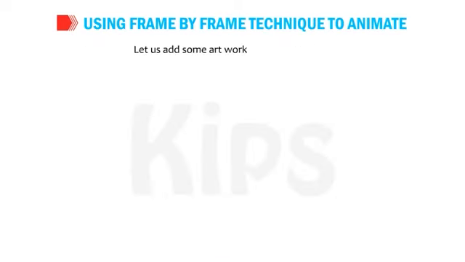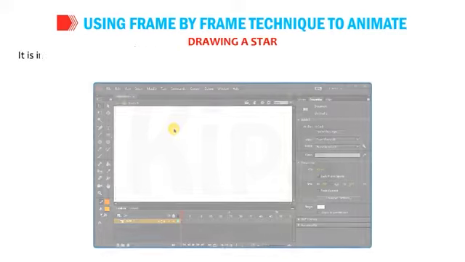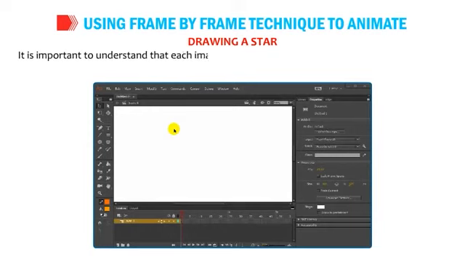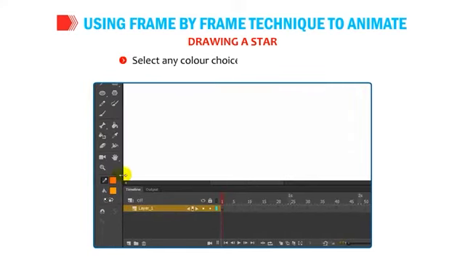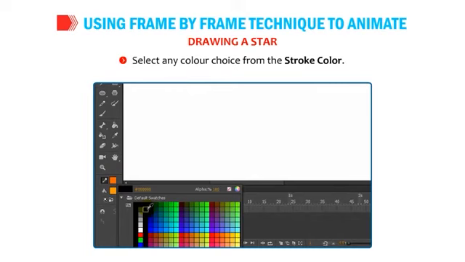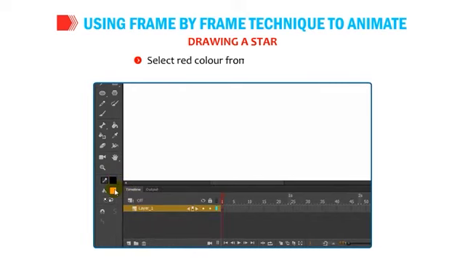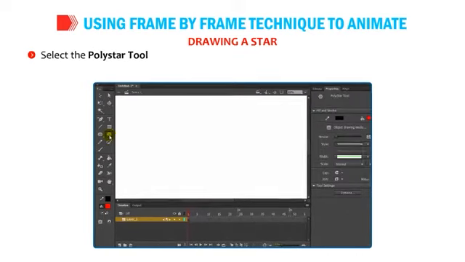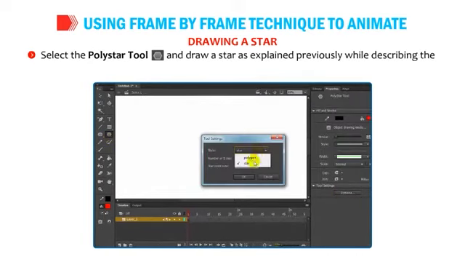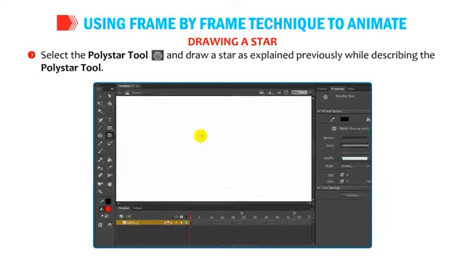Let us add some artwork for the document. Draw a star. It is important to understand that each image drawn in Animate consists of a stroke, an outline, and/or a fill. Select any color choice from the stroke color. Select red color from the fill color box. Select the Polystar tool and draw a star as explained previously while describing the Polystar tool.